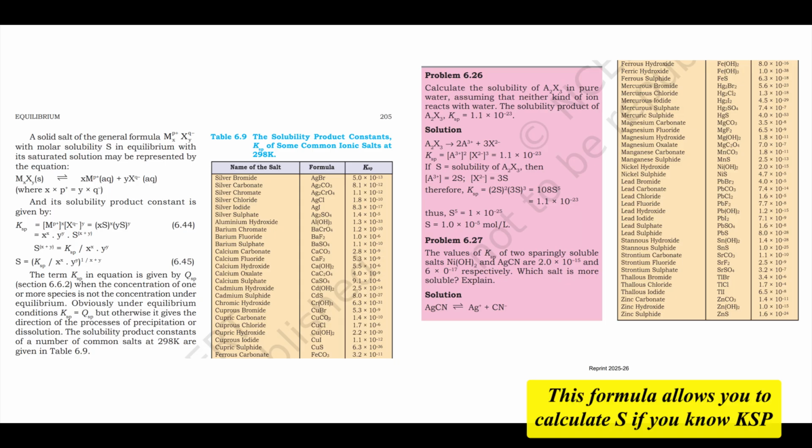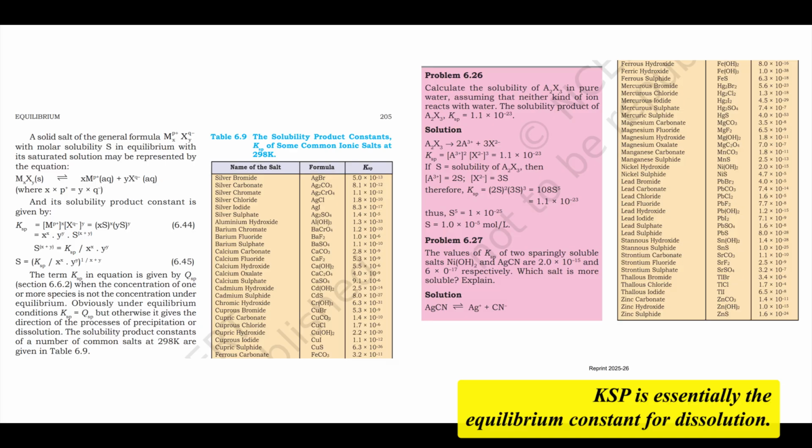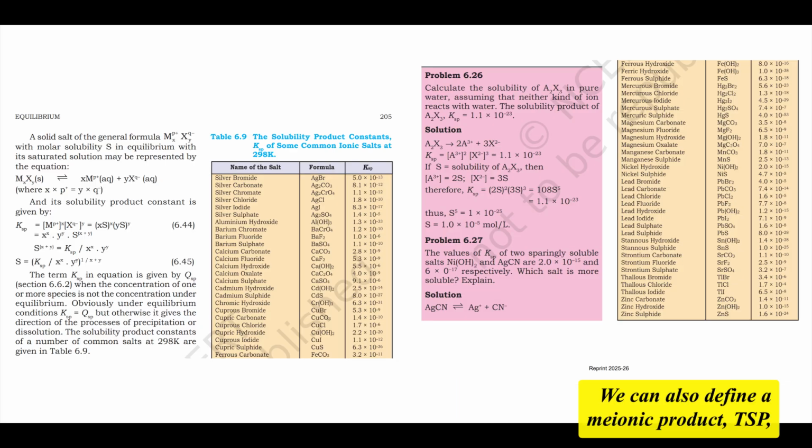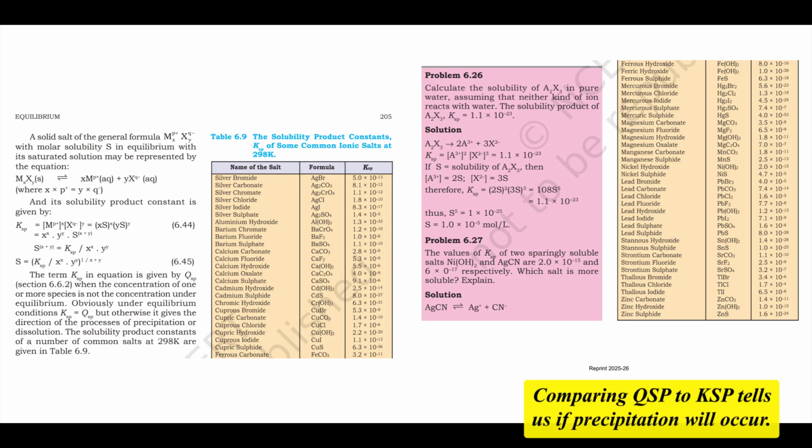This formula allows you to calculate S if you know Ksp, or Ksp if you know S, for any stoichiometry. You might need to solve S = (Ksp / (x^x y^y))^(1/(x+y)). Ksp is essentially the equilibrium constant for dissolution. We can also define an ionic product, Qsp, calculated like Ksp, but using the ion concentrations at any moment, not necessarily at equilibrium. Comparing Qsp to Ksp tells us if precipitation will occur.